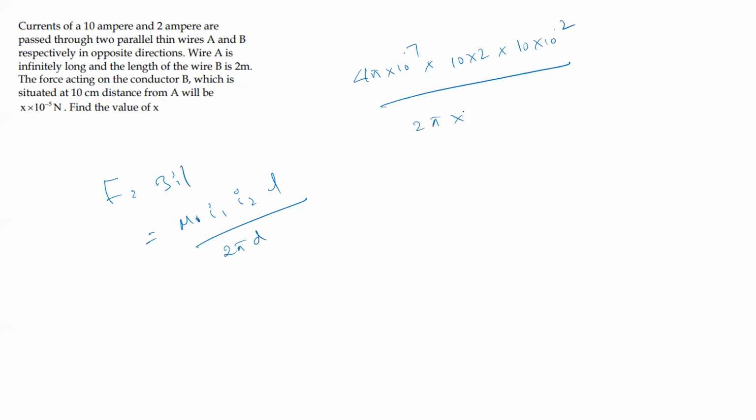What is the d? The length of the wire is 2 meter. The distance is 10 into 10 power minus 2. How many times does it cancel? 2 times. Simplify, and you will get x. What is x? X will be 8 into 10 power minus 5. So the answer is 8.